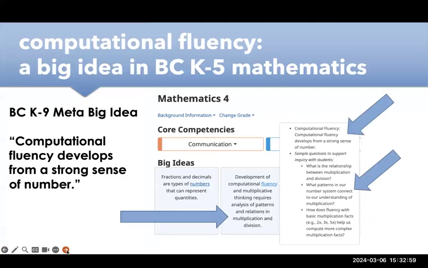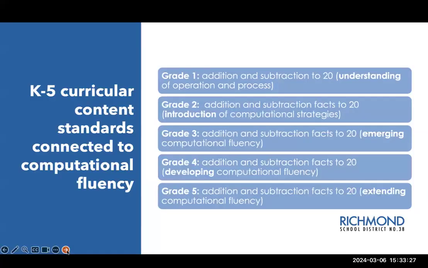When we look at our big idea in mathematics from kindergarten through grade 9 in our BC curriculum, it says that computational fluency develops from a strong sense of number. So children really understanding our number system, the place value system, and then moving into decimals in the intermediate grades and then fractions as well, before they operate on them, having that real strong, solid sense of that number and how those numbers are related to each other is really important before students start to operate with them.